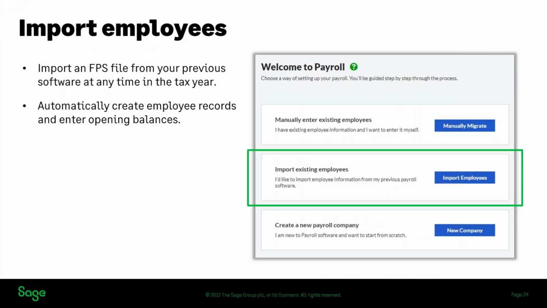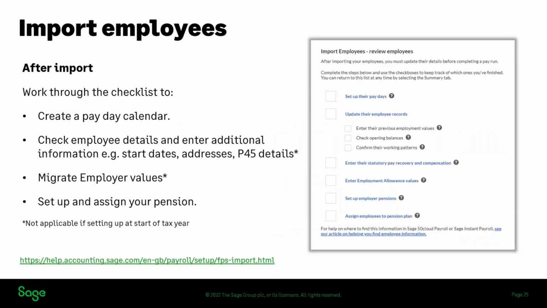So another quick recap of importing employees. You'd use an FPS file from your previous software. It automatically creates the employee records and brings in the opening balances. Once you've done the import, you would then work through the checklist to set up your pay calendar, to check the employee details, enter any missing information, check working patterns, etc. You would then migrate the employer values, so statutory payments recovered and employment allowance, and finally you would set up and assign the pension.